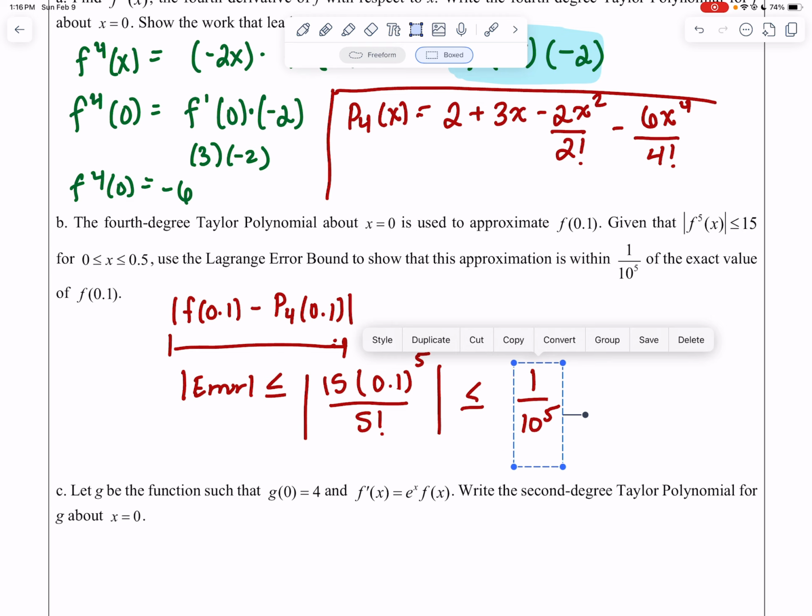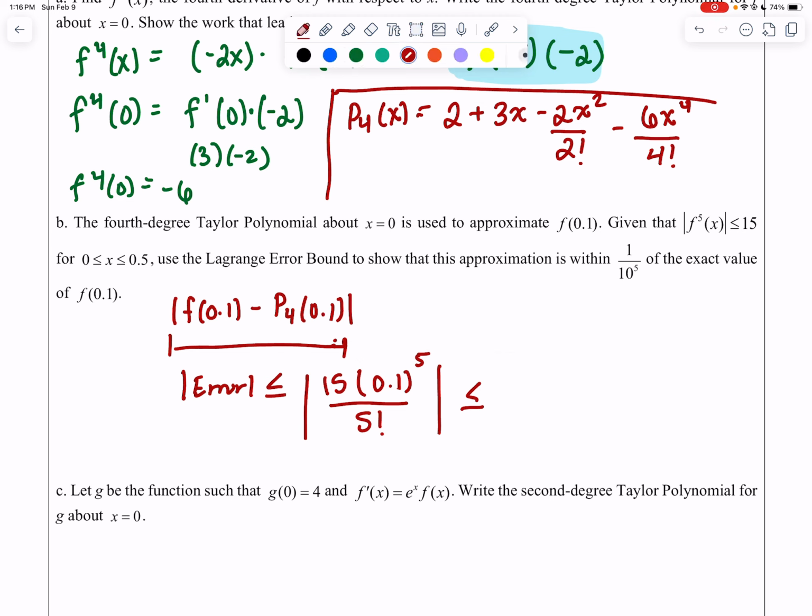So we are going to go ahead and simplify this a little bit and say that we have 15 over 5 factorial. And then we also have 0.1 to the fifth. I'm going to go ahead and put that down in the denominator and say 10 to the fifth. So I have that. And that right there, if I ignore the 15 and the 5 factorial, is going to be less than or equal to 1 over 10 to the fifth.